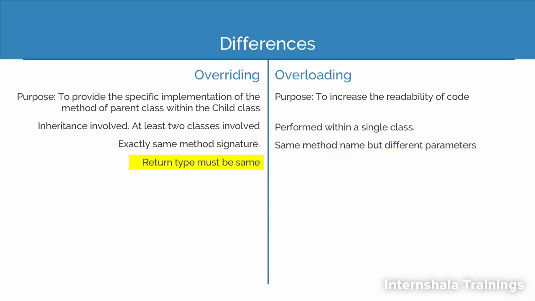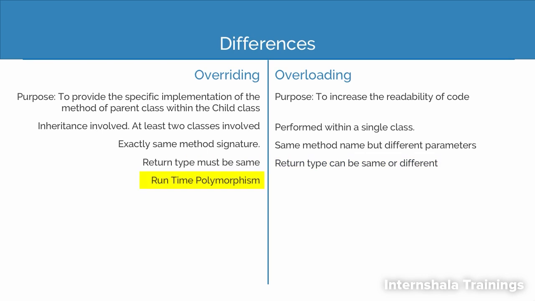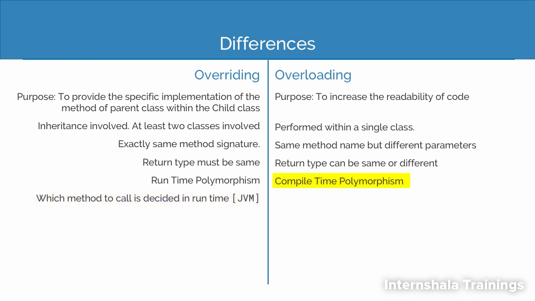And again, in case of overriding, the return type must be the same just because they have exactly the same method signature. But in case of overloading, the return type can be the same or different, it doesn't matter. Proceeding forward, overriding is an example of runtime polymorphism, which means that which method to be called is decided by the Java Virtual Machine at runtime. But in case of overloading, it is an example of compile time polymorphism. That is, which method to be called is decided by the compiler during the compilation process.